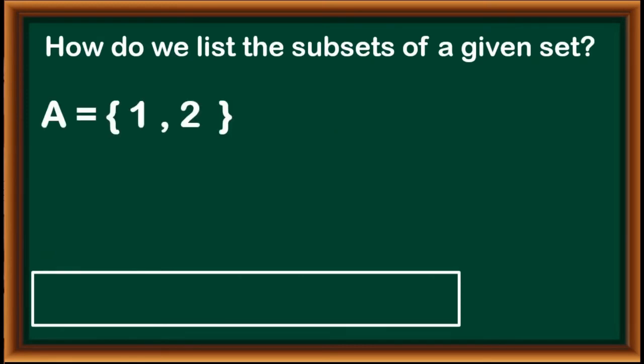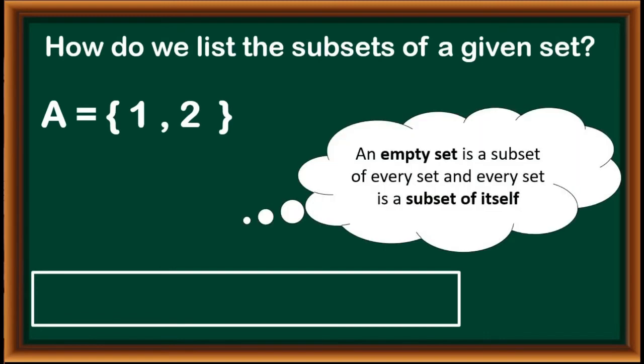For example, set A is equal to 1 and 2. So, remember, when we list subsets, an empty set is a subset of every set, and every set is a subset of itself. What does that mean? Okay, we will produce sets from this. What sets can we make out of this set? So, the empty set. Always remember, the empty set is always a subset of any set. And also, this set or itself is also a subset of this.